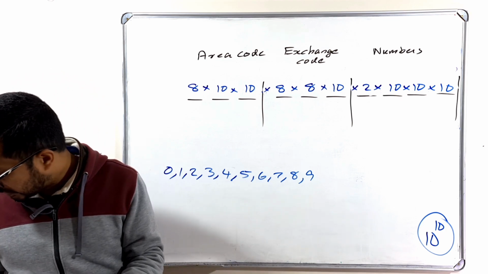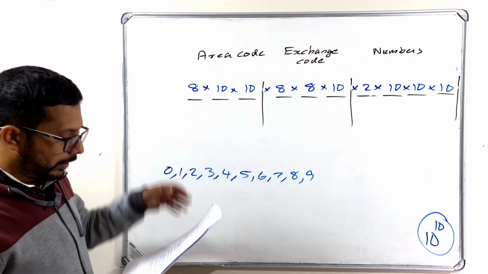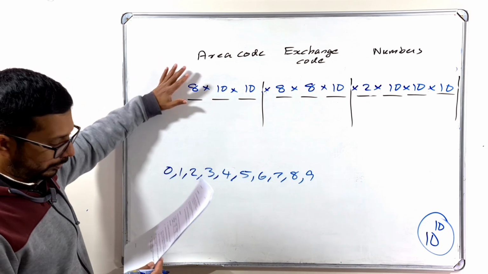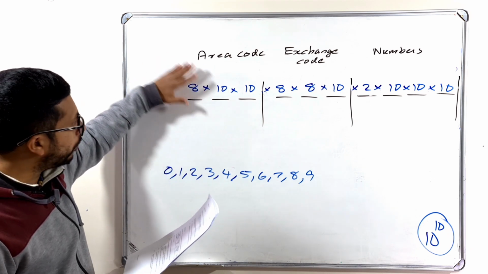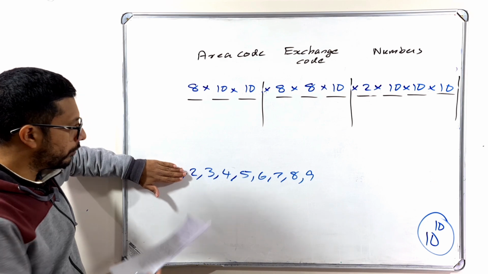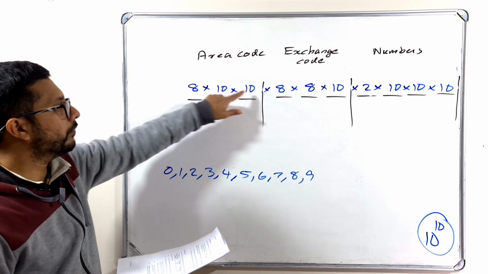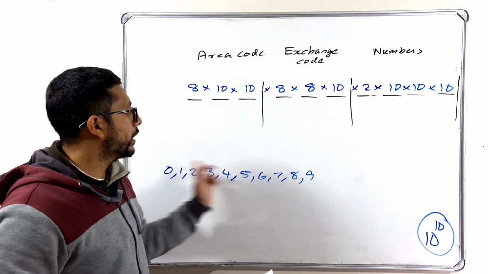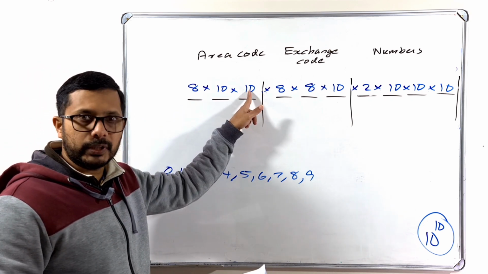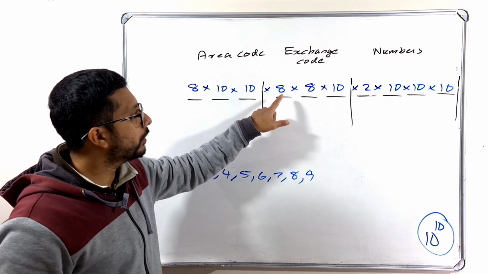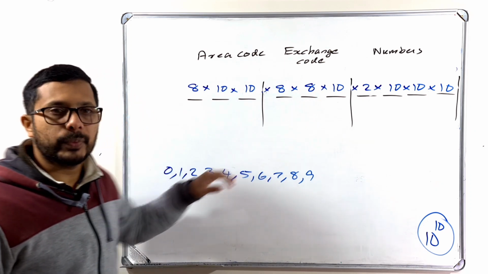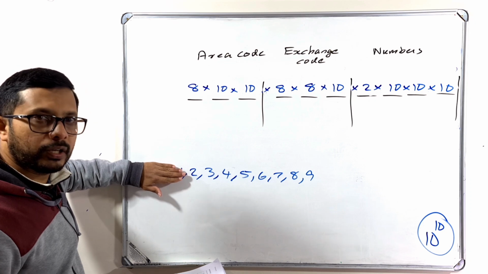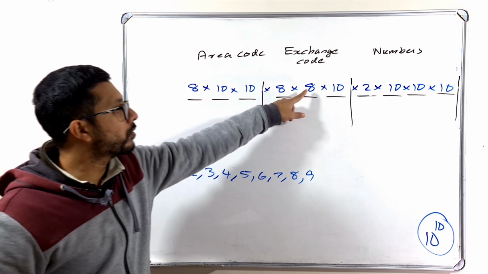Okay, so listen once more. These are the restrictions that they are going to put. The area code must be 3 digits, but the first digit cannot be 0 or 1. So if you take out 0 and 1, there are 8 numbers. Then the second one, you can put any one number from these 10 digits. The same applies here, but here the first 2 digits must not be 0 or 1. That means here how many options? If we take out 0 and 1, 8 options. Here also the same thing.